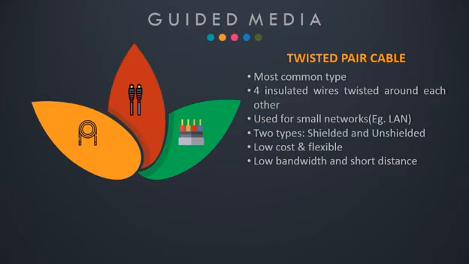It offers only a low bandwidth, with speed up to only 100 Mbps, and it supports only a short distance connection. For longer distances we need a repeater, which further increases the crosstalk and interference. So these are the advantages and disadvantages: the main advantages are low cost and flexibility, and the main disadvantages are low bandwidth and short distance.